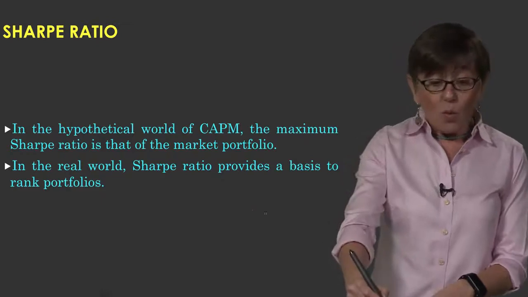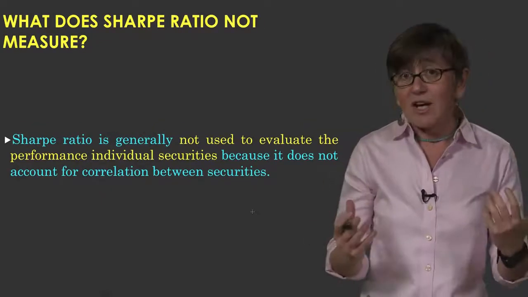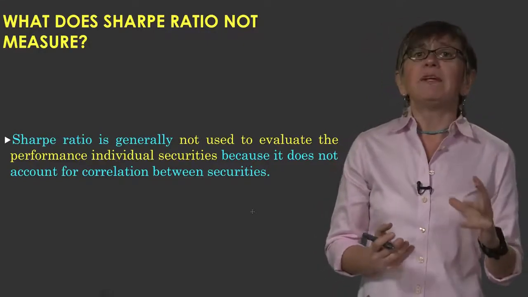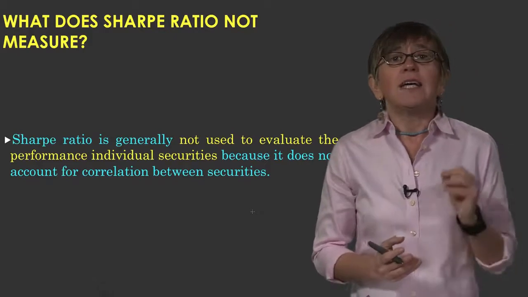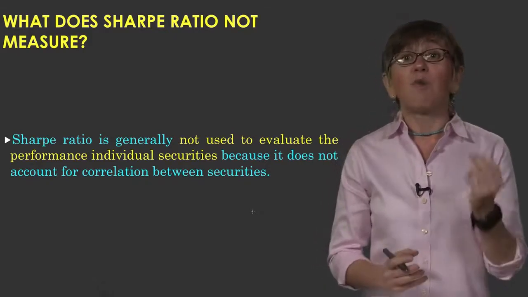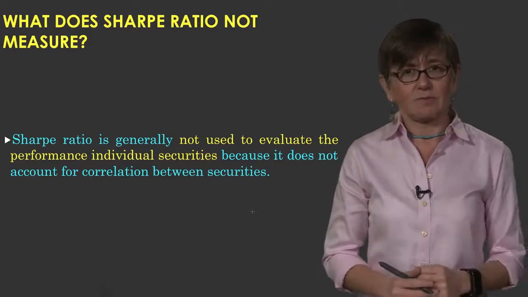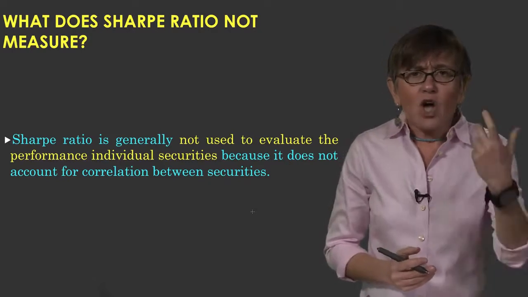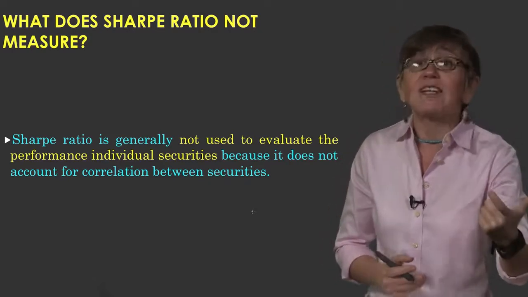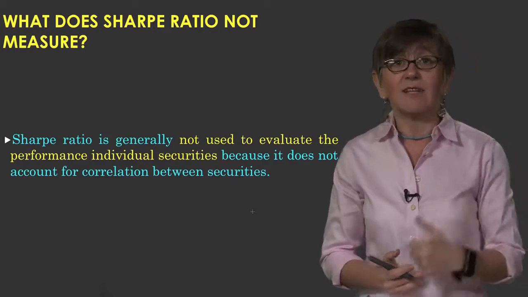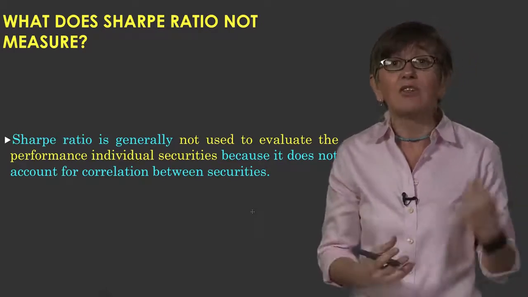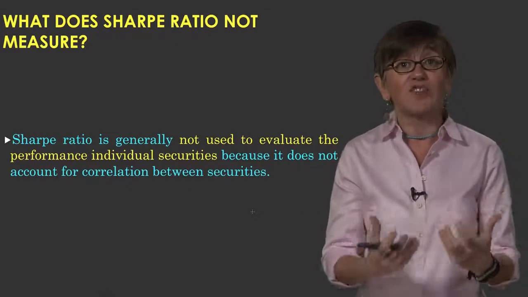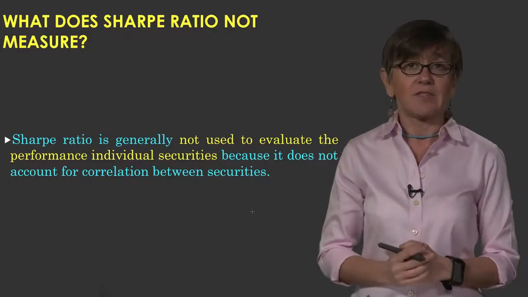Okay, so what does the Sharpe ratio not measure, or what is the Sharpe ratio not used for? Well, the reward to variability ratio defined by the Sharpe ratio is not a good measure to evaluate the performance of individual securities, right? Why? Well, think about it. Because in the denominator you have the portfolio excess return volatility, right, the total volatility, it does not really take into account the correlation between securities and therefore ignores the potential diversification benefits of an individual security.